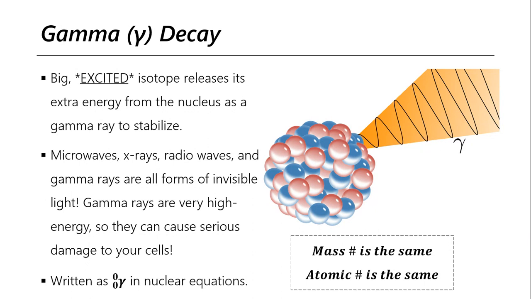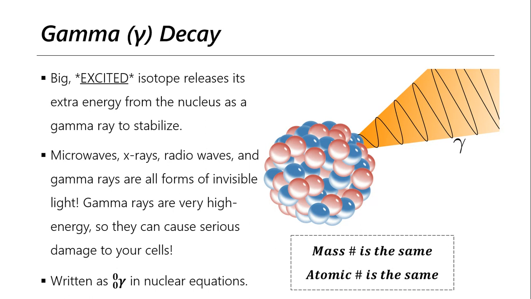Now, a gamma ray, just like microwaves and X-rays, radio waves, and all that, are all just forms of invisible light. We usually don't think of light unless it's the visible kind. It's the white light coming out of your light bulbs at home, or red and green and blue lights coming out of a laser pointer or something like that. But really, light has to do with any kind of electromagnetic wave that we'll get into later on. So gamma rays are just a very high energy version of invisible light.